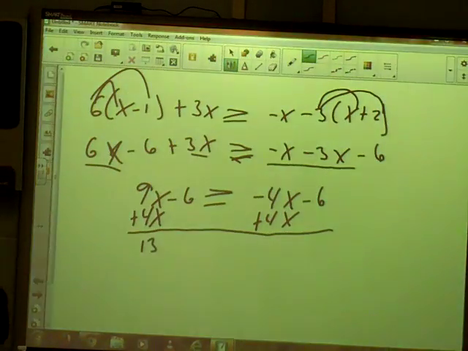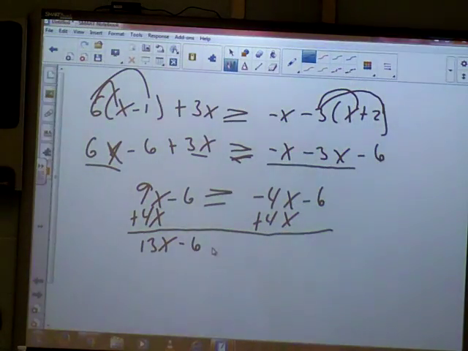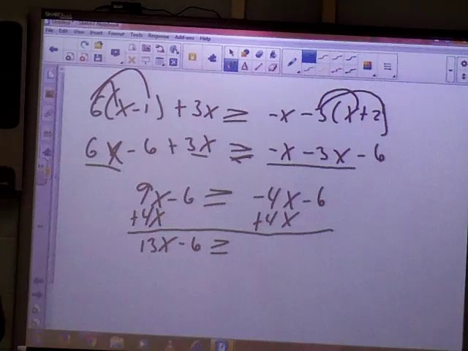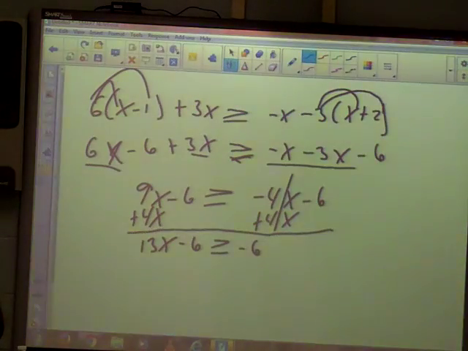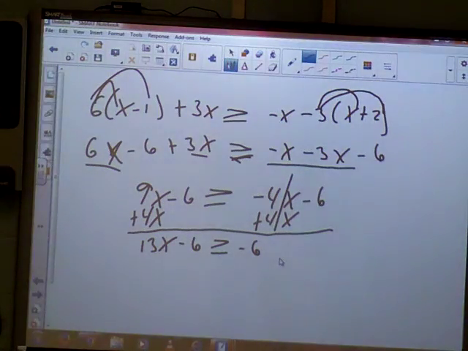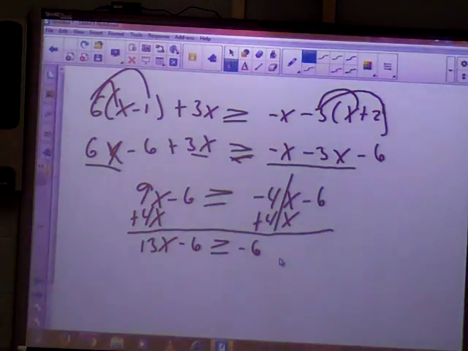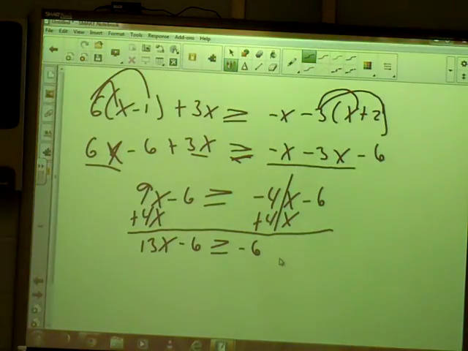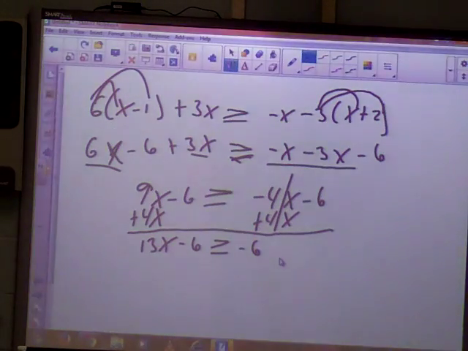9x and 4x gives me 13x. Bring down my minus 6. Greater than or equal to. That's gone. Bring down my minus 6. Now, we talked, I think it was earlier in the week, about no solutions and identities. We have new words for them, contradictions and all that stuff. A lot of people are going to look at this and start saying contradiction, no solution. Wrong. Okay? Why would they think that?